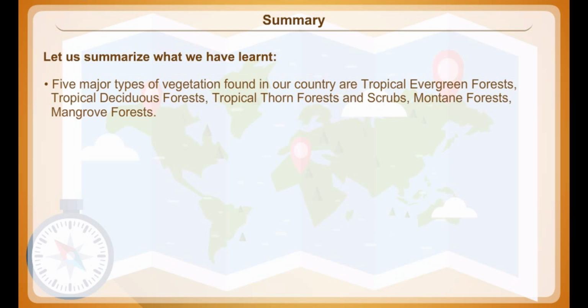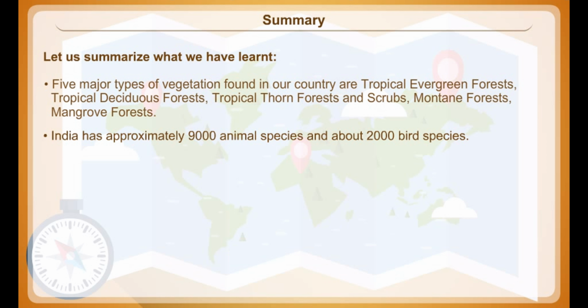5 major types of vegetation found in our country are tropical evergreen forests, tropical deciduous forests, tropical thorn forests and scrubs, montane forests, mangrove forests. India has approximately 9,000 animal species and about 2,000 bird species.